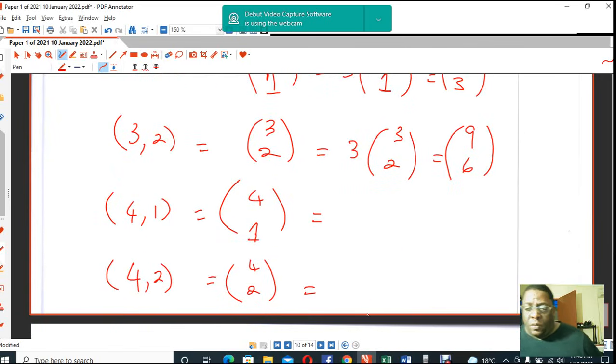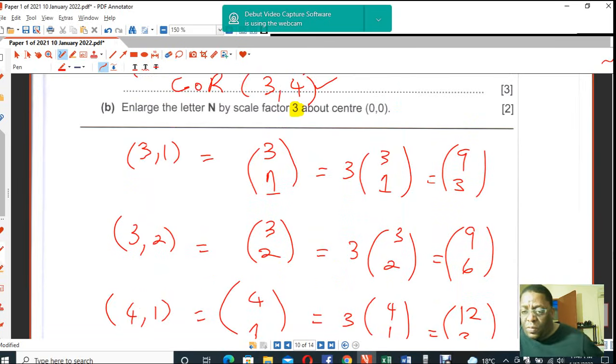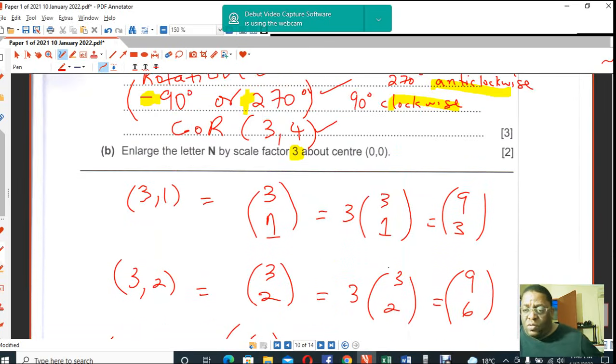And I'm going to do the same here. So it's 3 times (4, 1), which is going to be (12, 3), if you do that. And when you do the last one, multiply that by 3. The 4 times the 3 and the 2 times the 3 is (12, 6). So these are going to be the points that I'm going to plot. Okay, and these are going to be the points where you can find the image. There's another way to do it, but this is one of them.